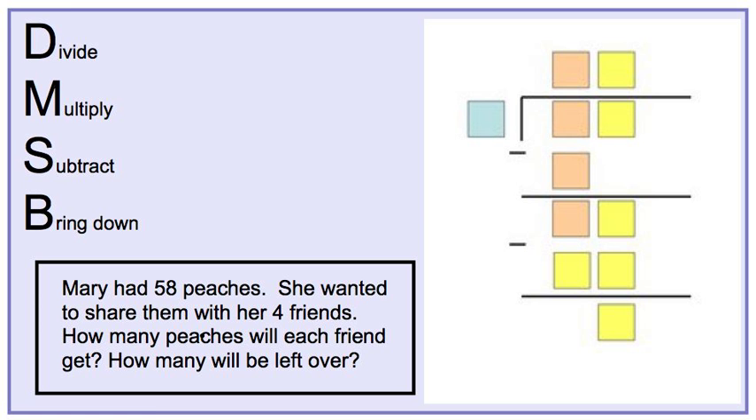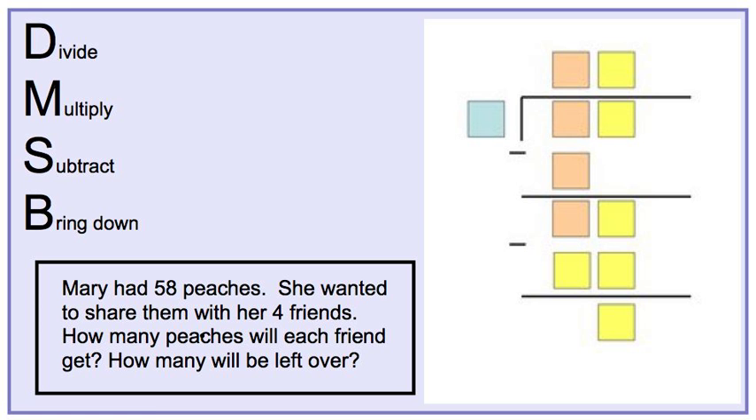So the first thing we want to do is read our word problem to figure out the important information. Mary had 58 peaches. She wanted to share them with 4 friends. How many peaches will each friend get? How many will be left over? After reading this problem, I realized that I have to divide the number 58 by 4. And I want to see how many equal amounts of peaches each friend will get and how many there will be left over. So by hearing this, I understand that there will be a remainder.